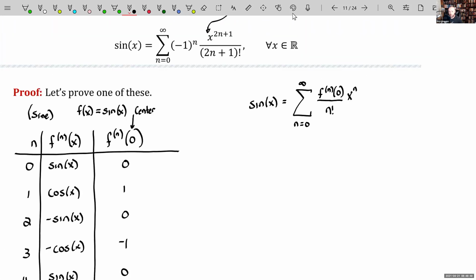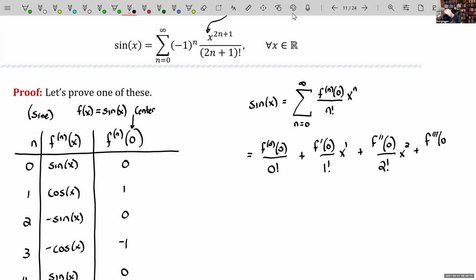Let's go ahead and just write out a few terms of this. When n is equal to zero, we get the zeroth derivative evaluated at zero over zero factorial, x to the zeroth, plus the first derivative evaluated at zero over one factorial, x to the first, plus the second derivative evaluated at zero over two factorial, x squared, plus the third derivative evaluated at zero over three factorial, x to the third, plus the fourth derivative evaluated. I know it's exhaustive. I'm just showcasing this so that you can see what's going to happen. Dot, dot, dot.